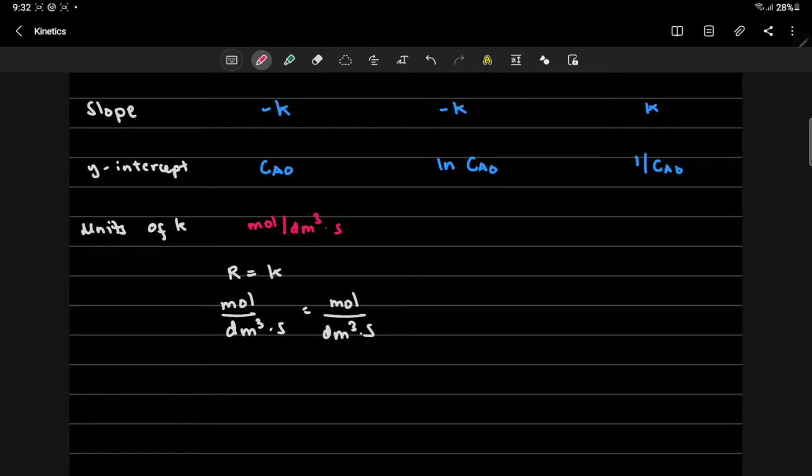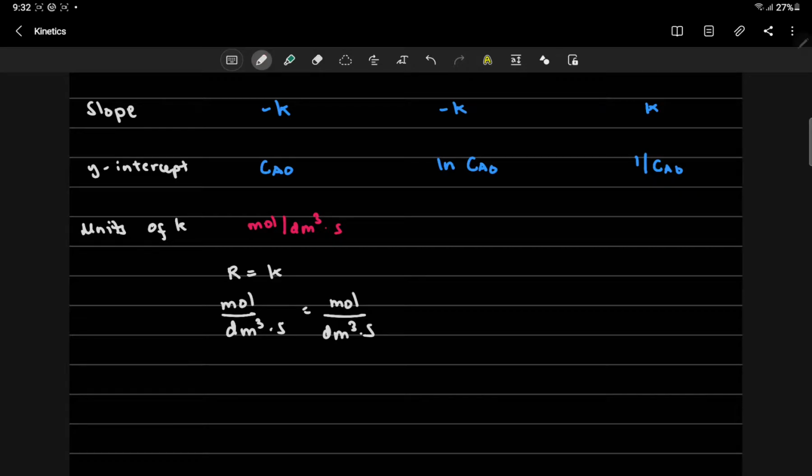Of course, you can use other units for the amount of substance aside from moles, or you can use another unit for time and also for volume, but the overall structure or the overall appearance of the unit will be the same.